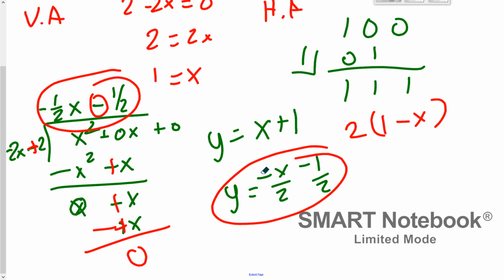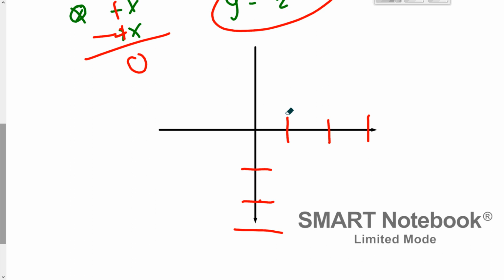So there's our oblique asymptote or slant asymptote, and so then we can graph those. Okay, so let's go ahead and graph those. Vertical asymptote through x equals 1.